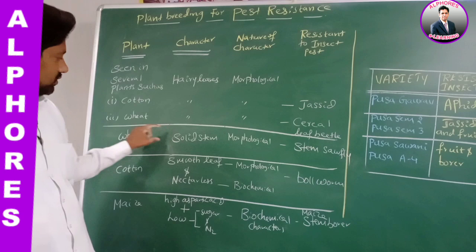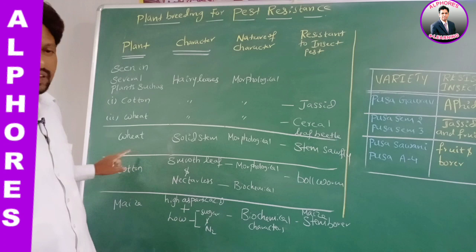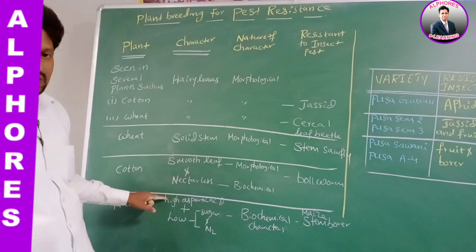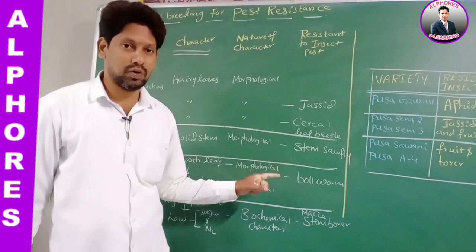Solid stem in the case of wheat makes wheat resistant for stem saw fly pest. Smooth leaf and nectarless, seen in the case of cotton, make cotton resistant for bollworms. High aspartic acid, low sugar and low nitrogen make maize resistant for maize stem borer. Are these statements okay? Clear? Right?